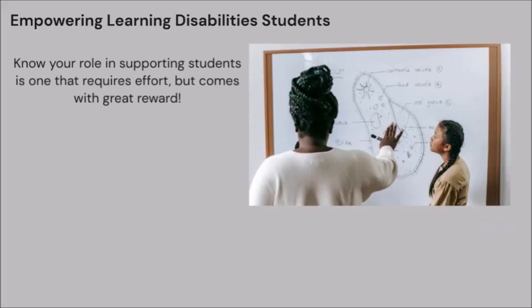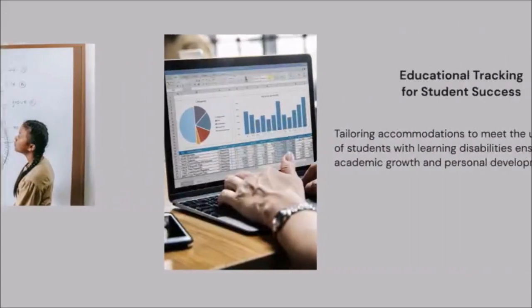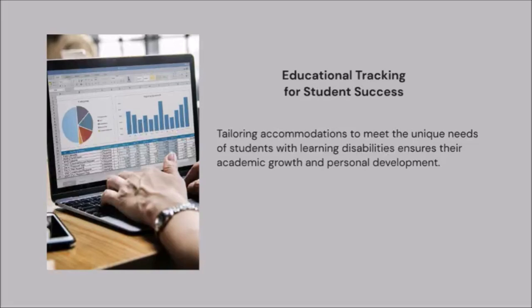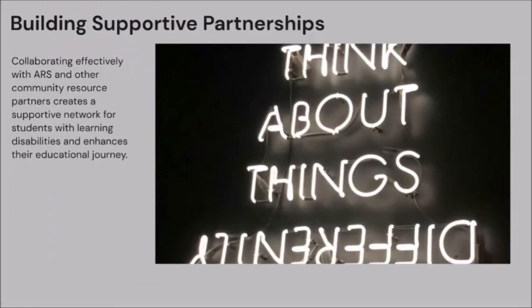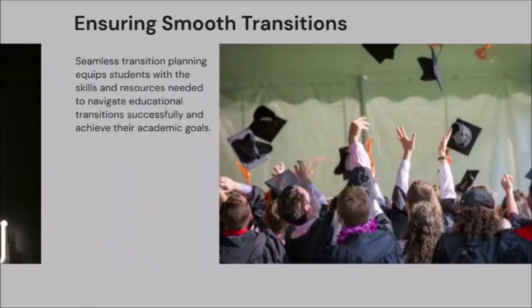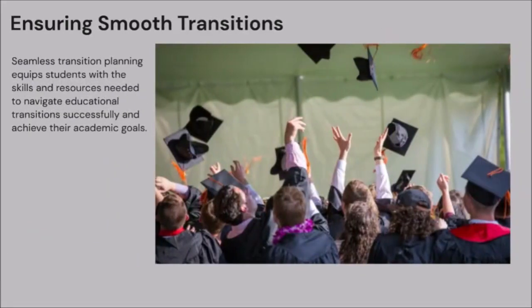All right, so in wrapping everything up, we want to understand that it's important for you to make sure that you are empowering those students with learning disabilities. You have to know your role in order to support them, but it is such a rewarding role. You got to make sure that you tailor those accommodations to meet the unique needs of your students. Build those community partnerships so that you can collaborate effectively and enhance the transitional efforts of your students. You got to have that seamless, smooth transition from entry to exit.